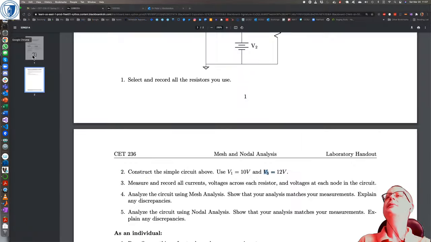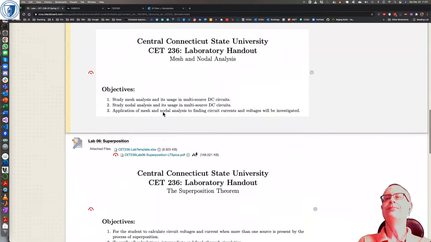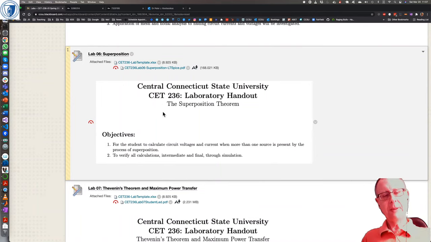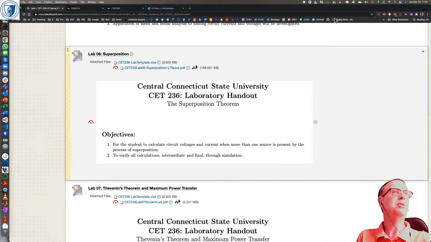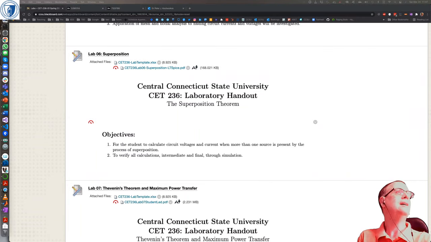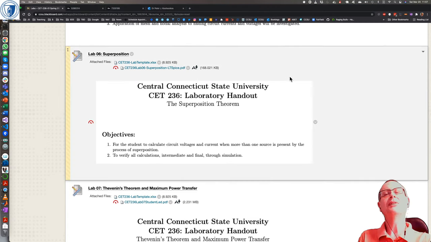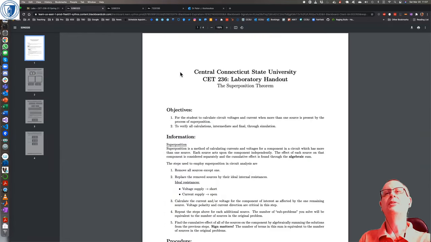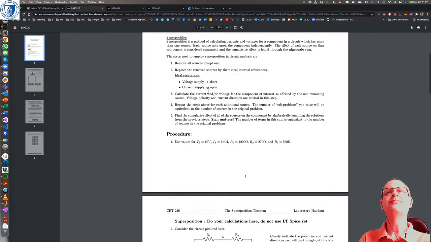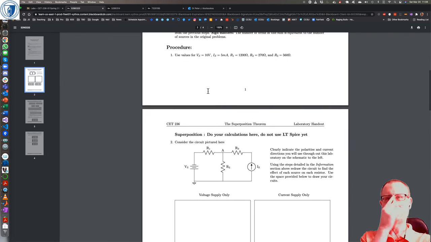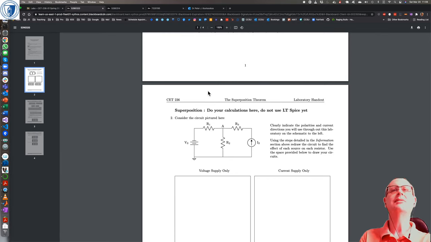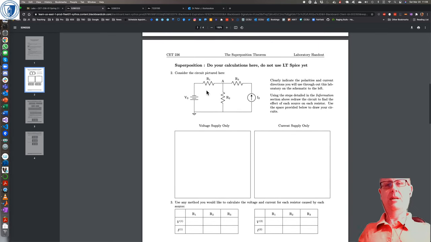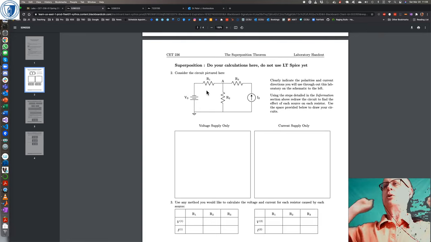So while we're on labs, let's go and have a look at Lab 6. Lab 6 is a problematic lab. Not that it's difficult, just that it tends to confuse people. And it's because it uses superposition. Right, so let's have a look at superposition.